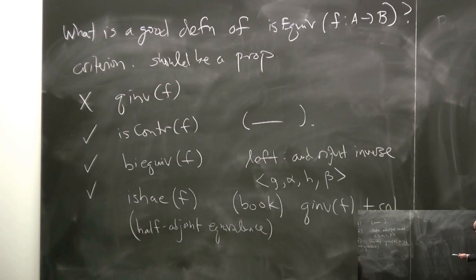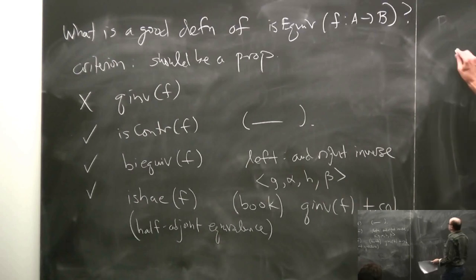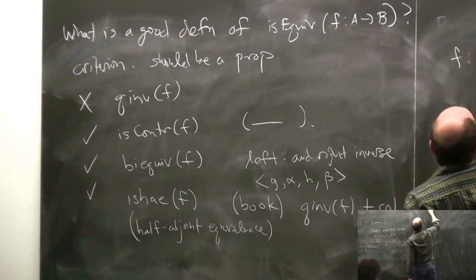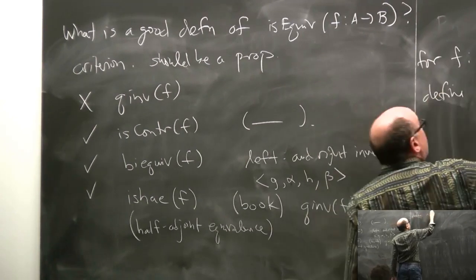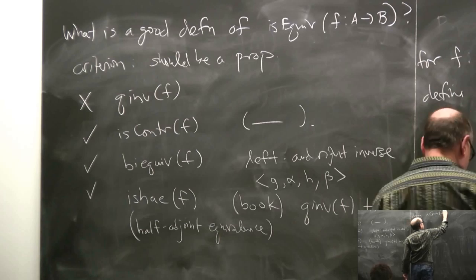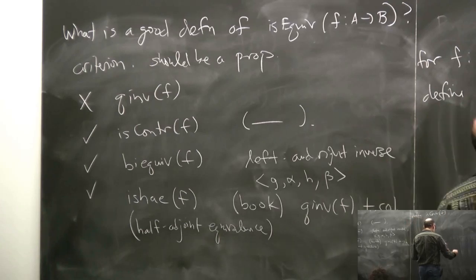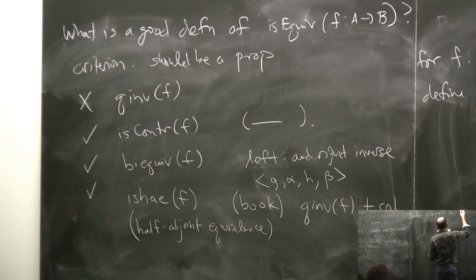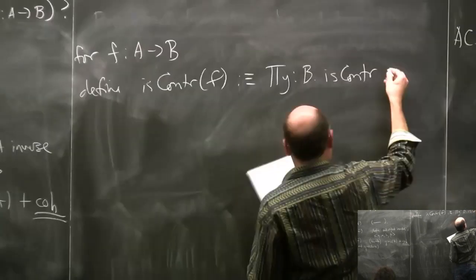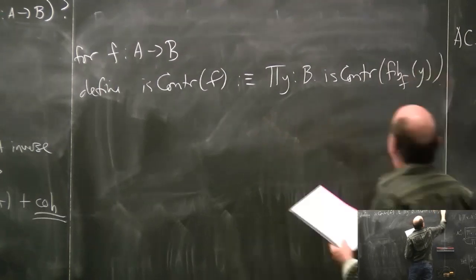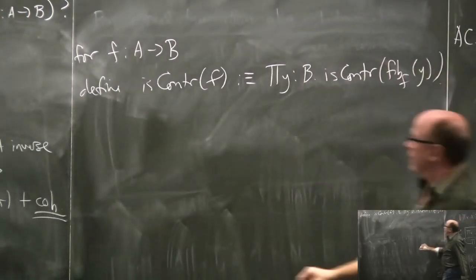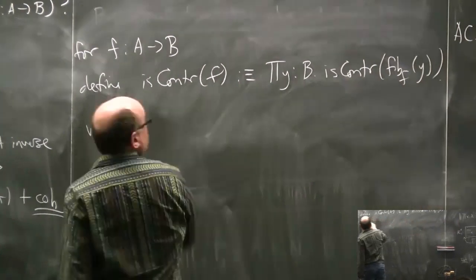Okay, so we say for f in A to B, we define a contractible map, now, not a contractible space. Contractible map means, by definition, that all of its fibers are contractible, and we'll see what that means. That sounds rather abstruse, at least it did to me the first time I heard it. But we'll see why it's not abstruse.